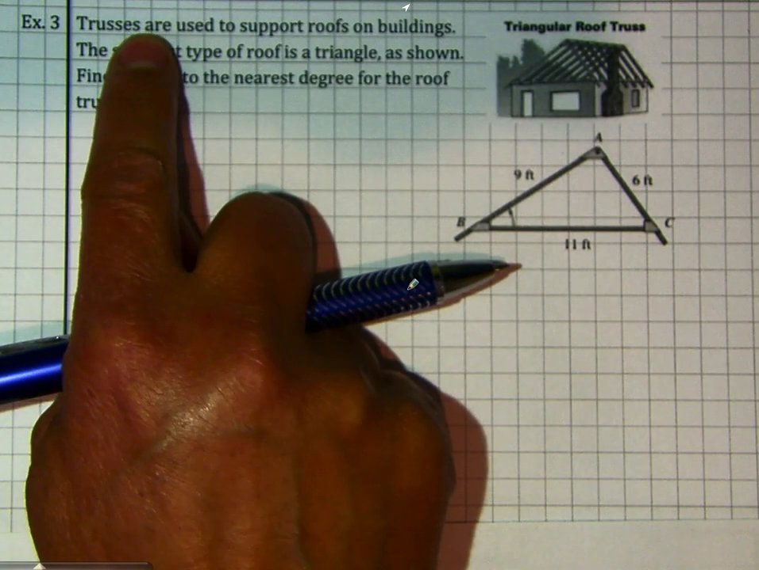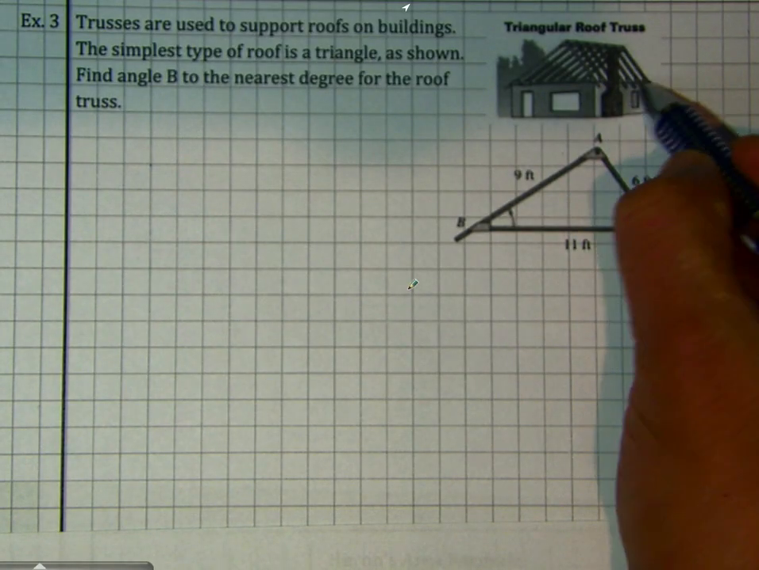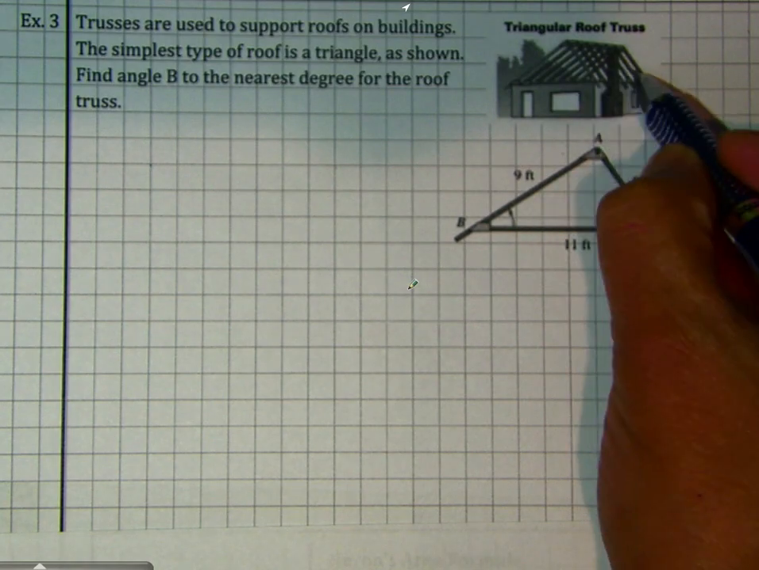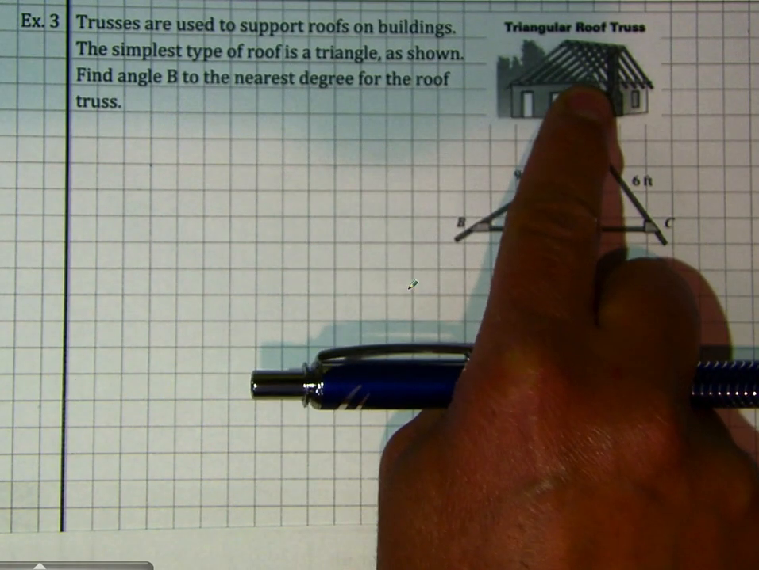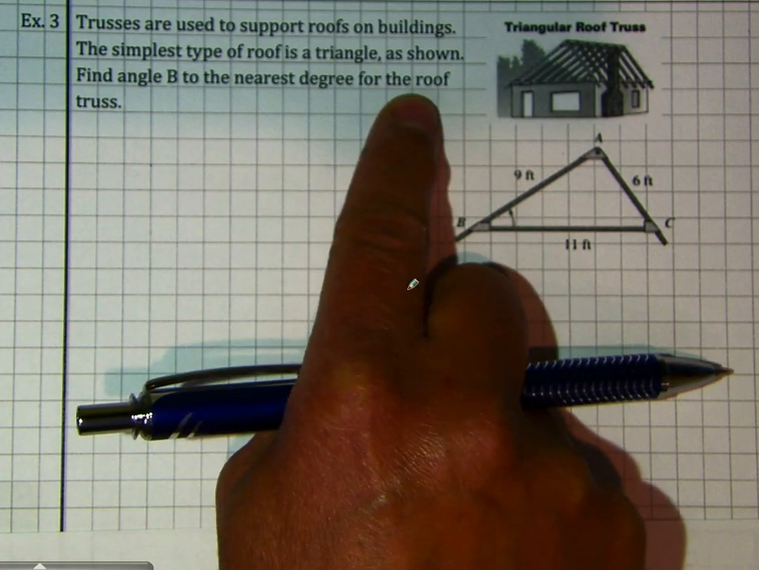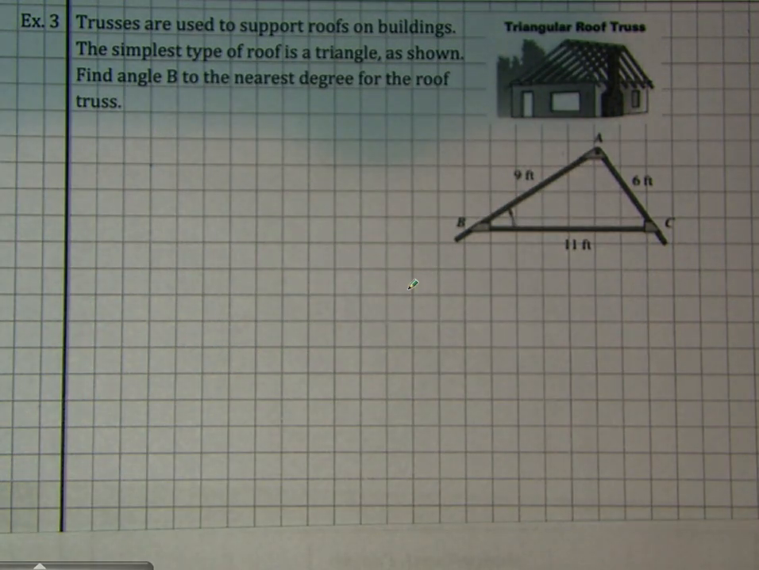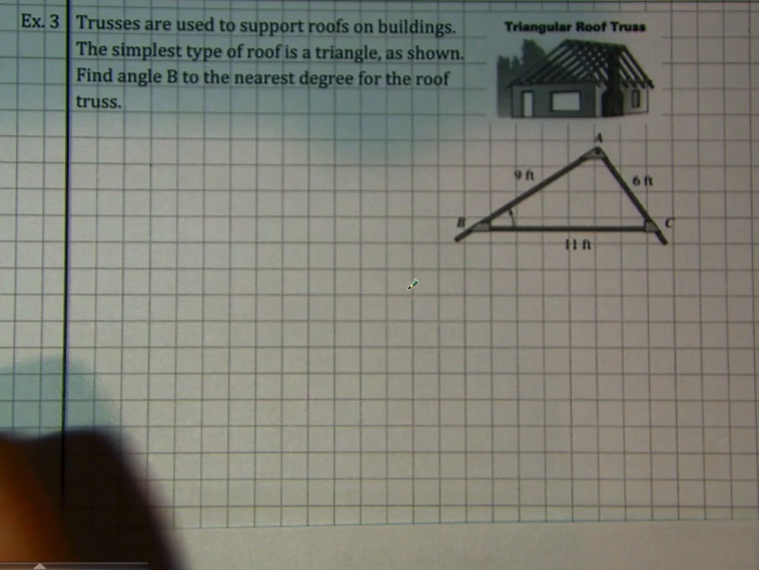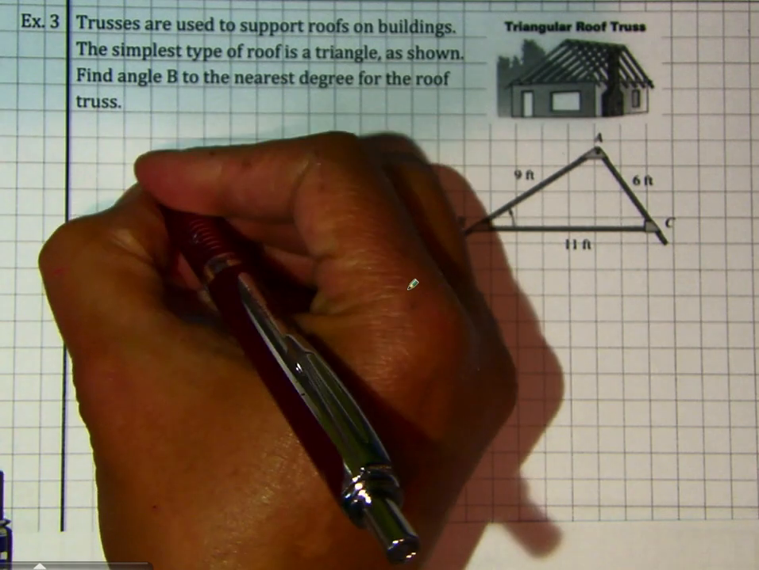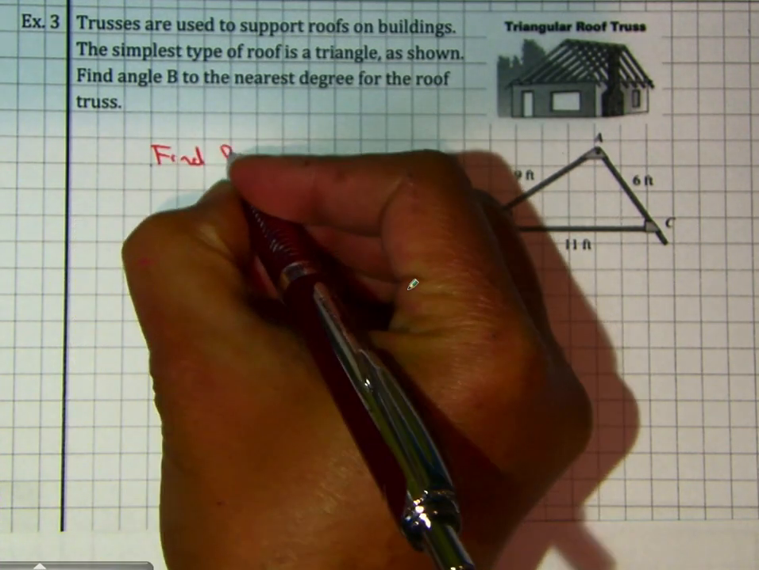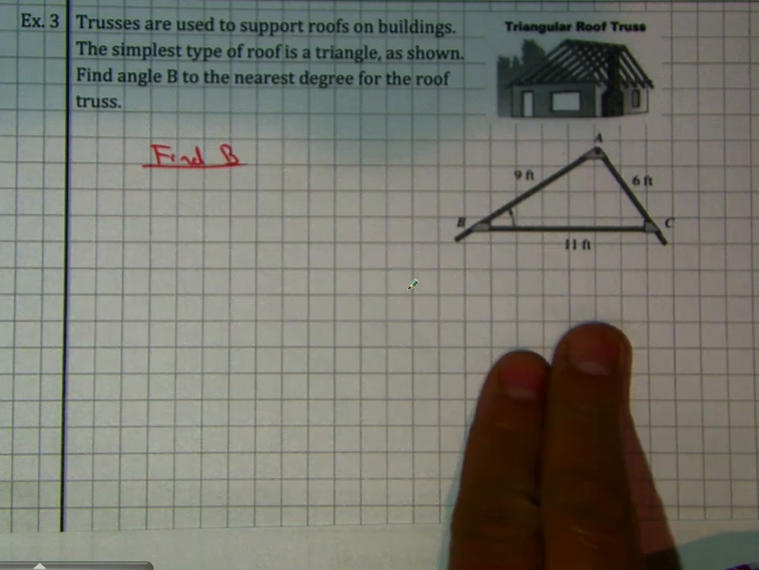So trusses are used to support roofs on buildings. Notice that these are your trusses on your roof. If you have an attic, you probably have trusses in there. The simplest type of roof is a triangle, as shown here. Find angle B to the nearest degree for the roof truss. And notice that they give you a nice picture. So find angle B and see what you get, and then we can compare answers afterwards. Go and pause it, try it, and then we can compare.